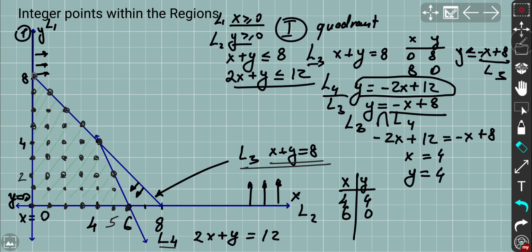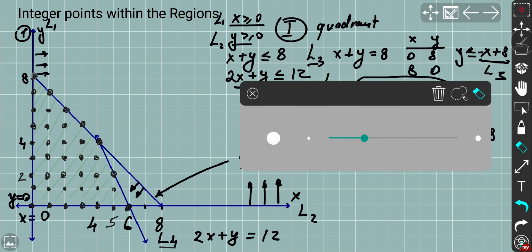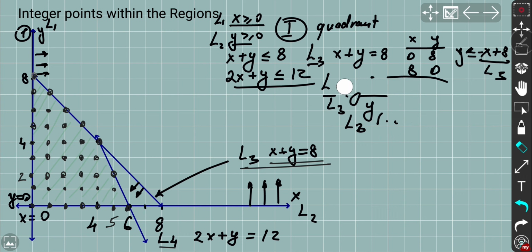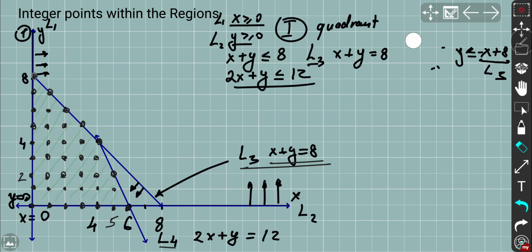So guys, I need to erase some unnecessary workings here because right now I'm going to clean the space for further consideration. So hope you got it so far.